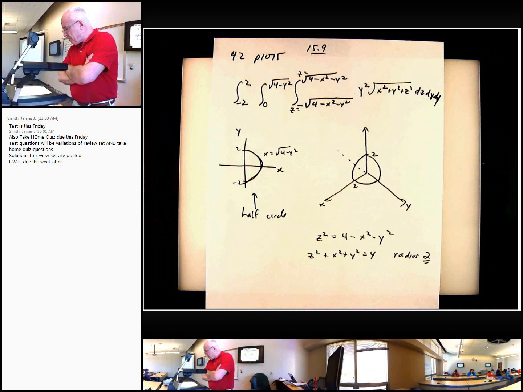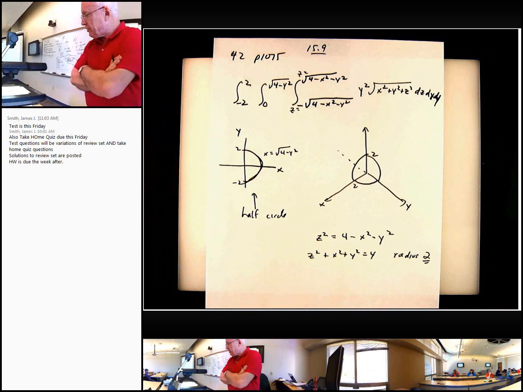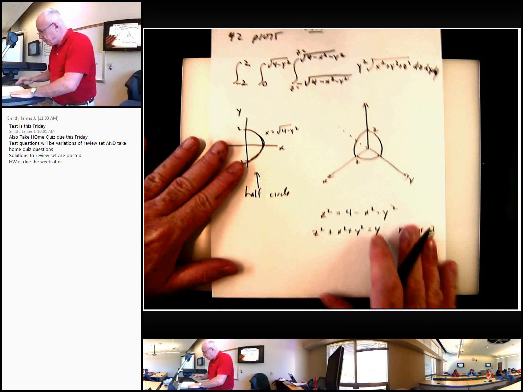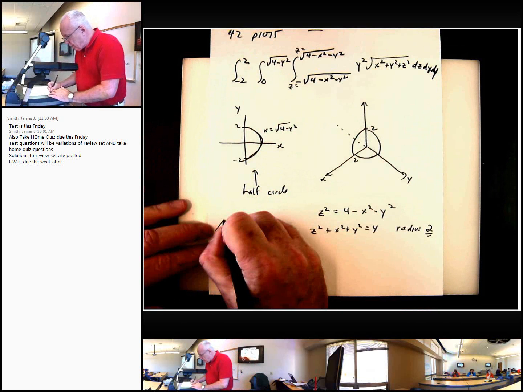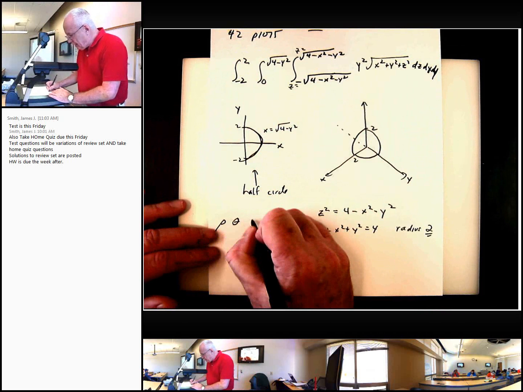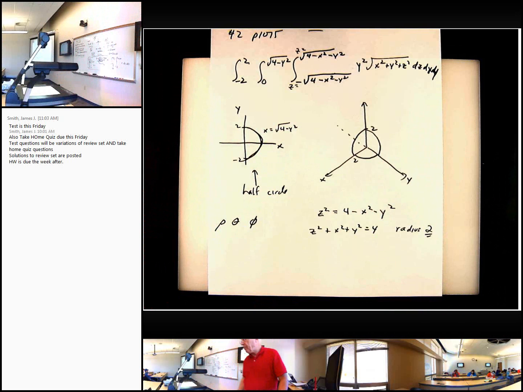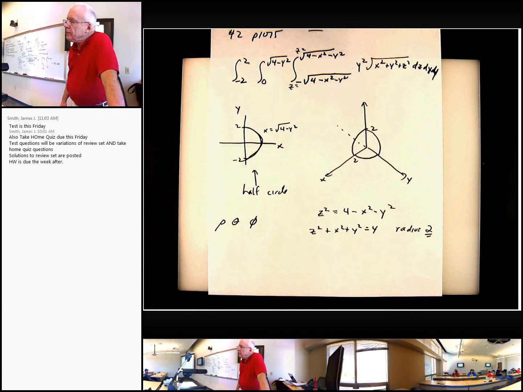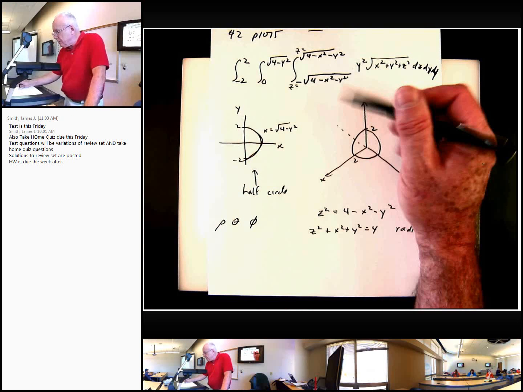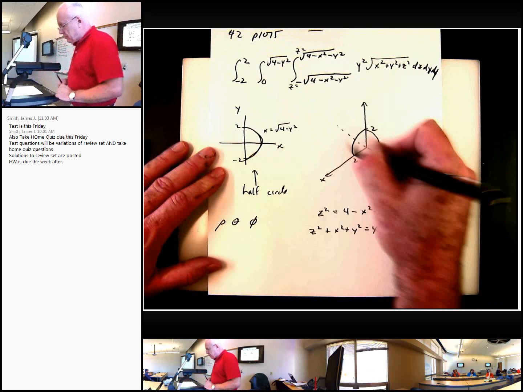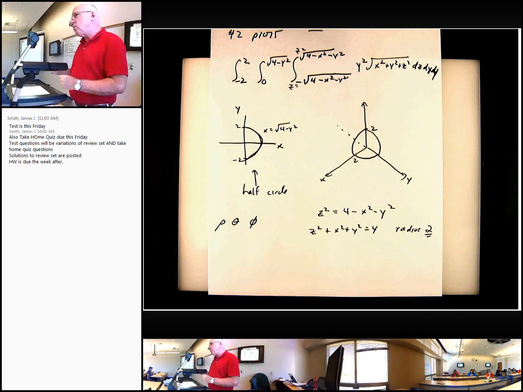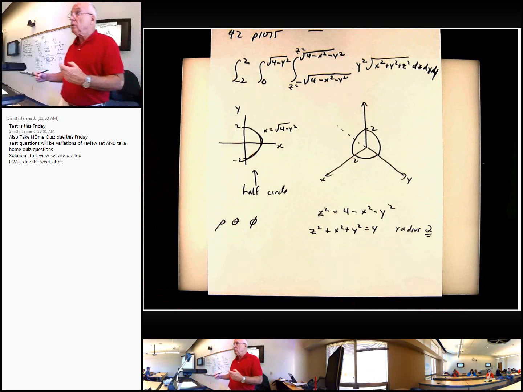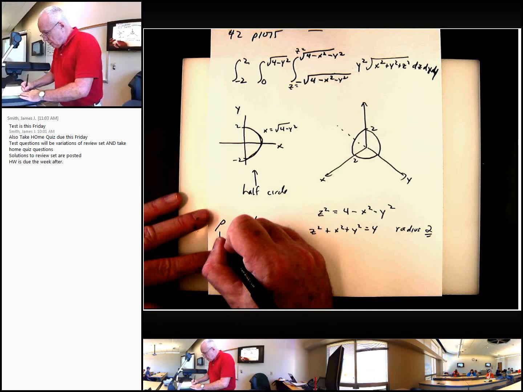Okay, so what do we have to figure out? We have to figure out our limits. First of all, we've got to figure out limits for rho, limits for theta, and limits for phi. Now, rho is what we're integrating over. We're integrating within this sphere. All of this is within a sphere of radius 2. So my rho would go from what to what? Rho is distance from the origin. 0 to 2. Right?